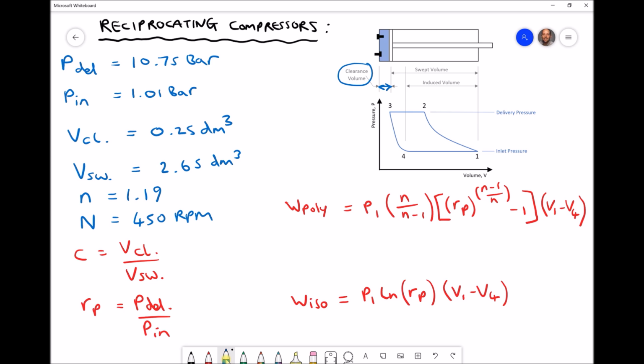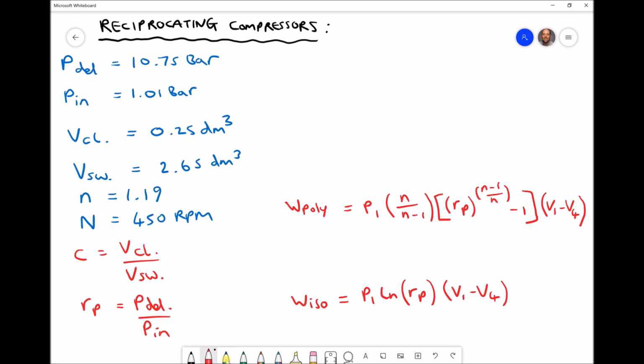Now there's a number of things that we're going to calculate here. We're going to calculate the volumetric efficiency of our cylinder. We're going to calculate the polytropic work involved in compressing our gas. We're going to calculate the isothermal work involved in compressing our gas. And then we're going to calculate something called the isothermal efficiency. Basically what we're going to see is that it takes more work to compress the air than if it was an isothermal process, and the isothermal efficiency tells us how close we are to having an isothermal process.